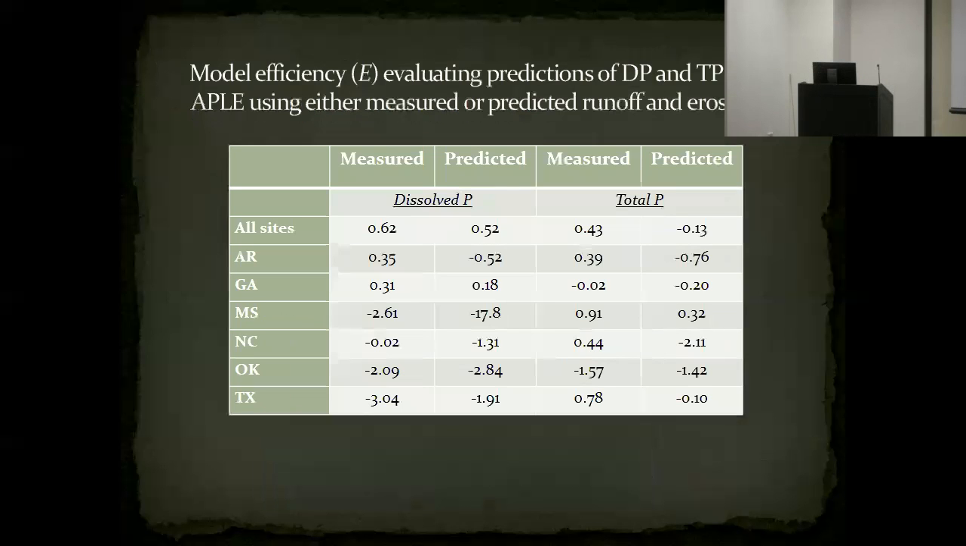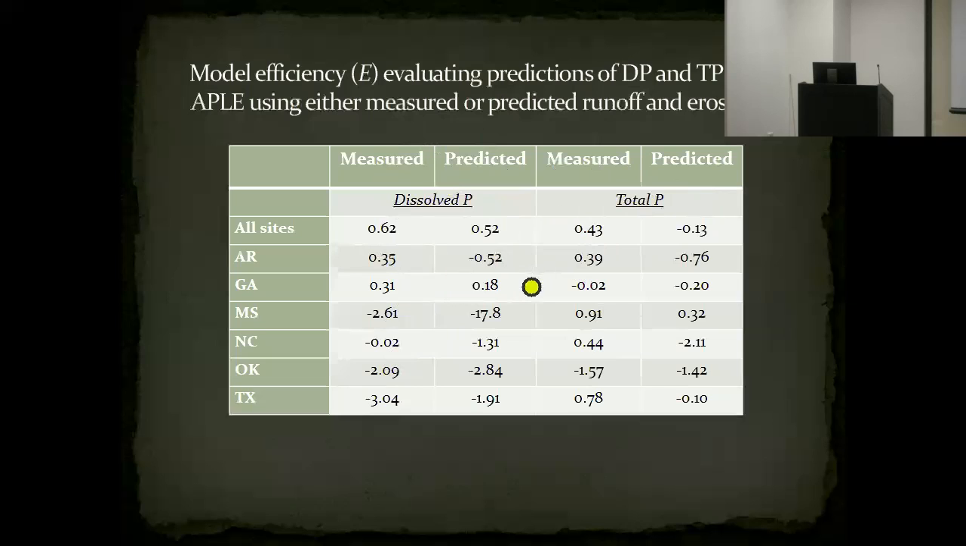So what we were able to do, with APEX, because it does not calculate runoff and erosion but takes them as model inputs, is take the measured runoff and erosion. So that would be a perfect model prediction, right? And put it in and see if we can improve. And in fact, overall, for the dissolved P we see somewhat of an improvement, but for total P, we go from minus 0.13 to 0.43.